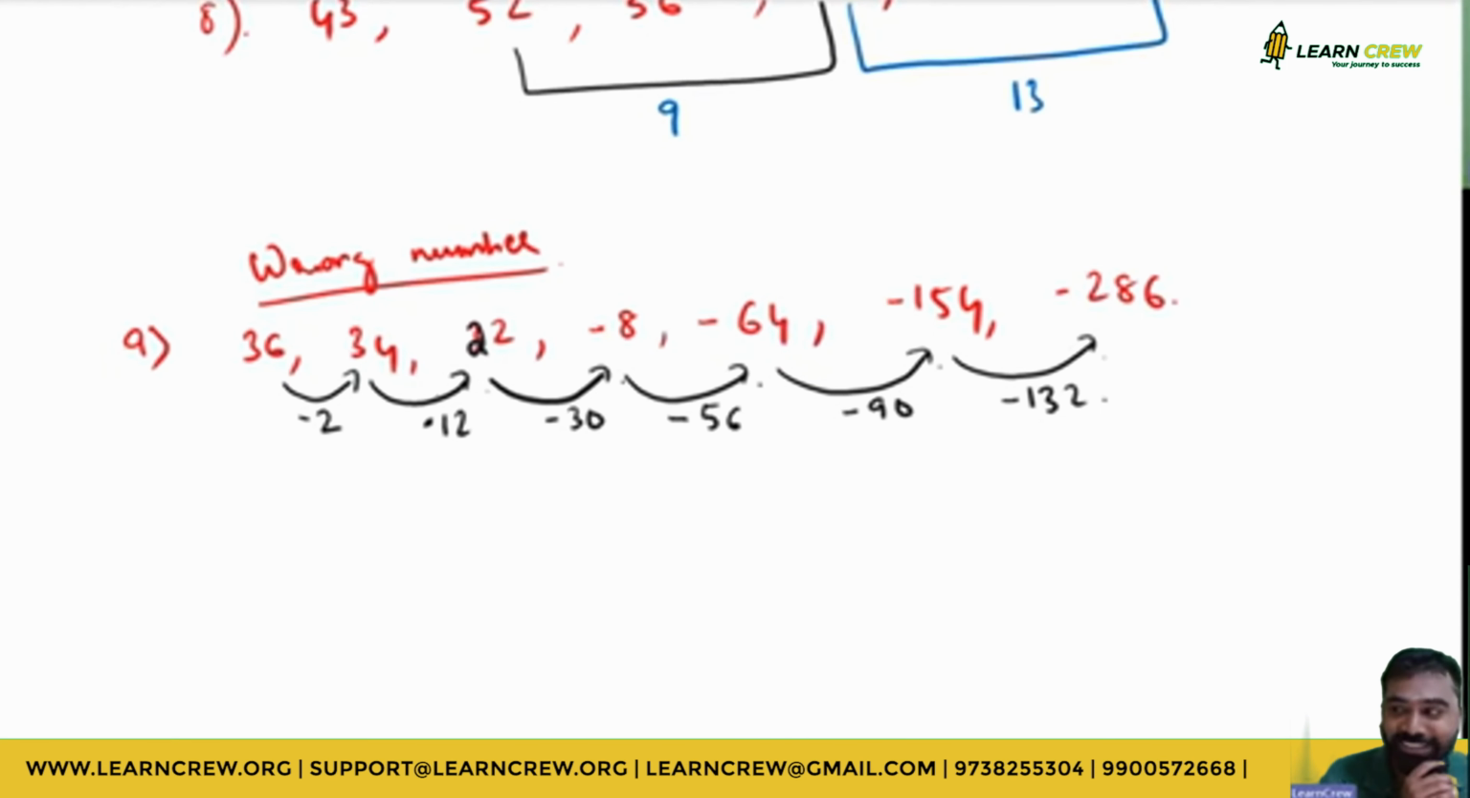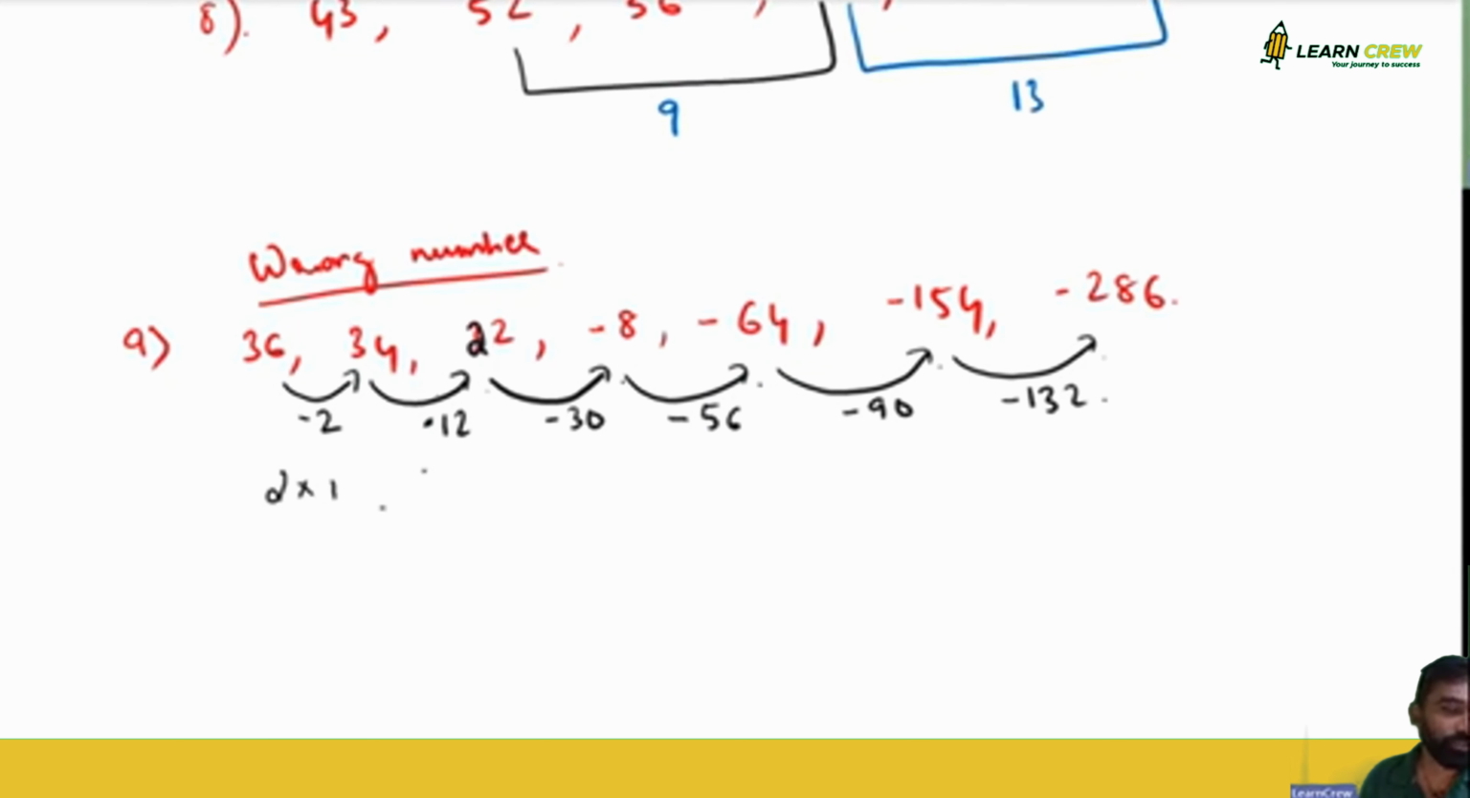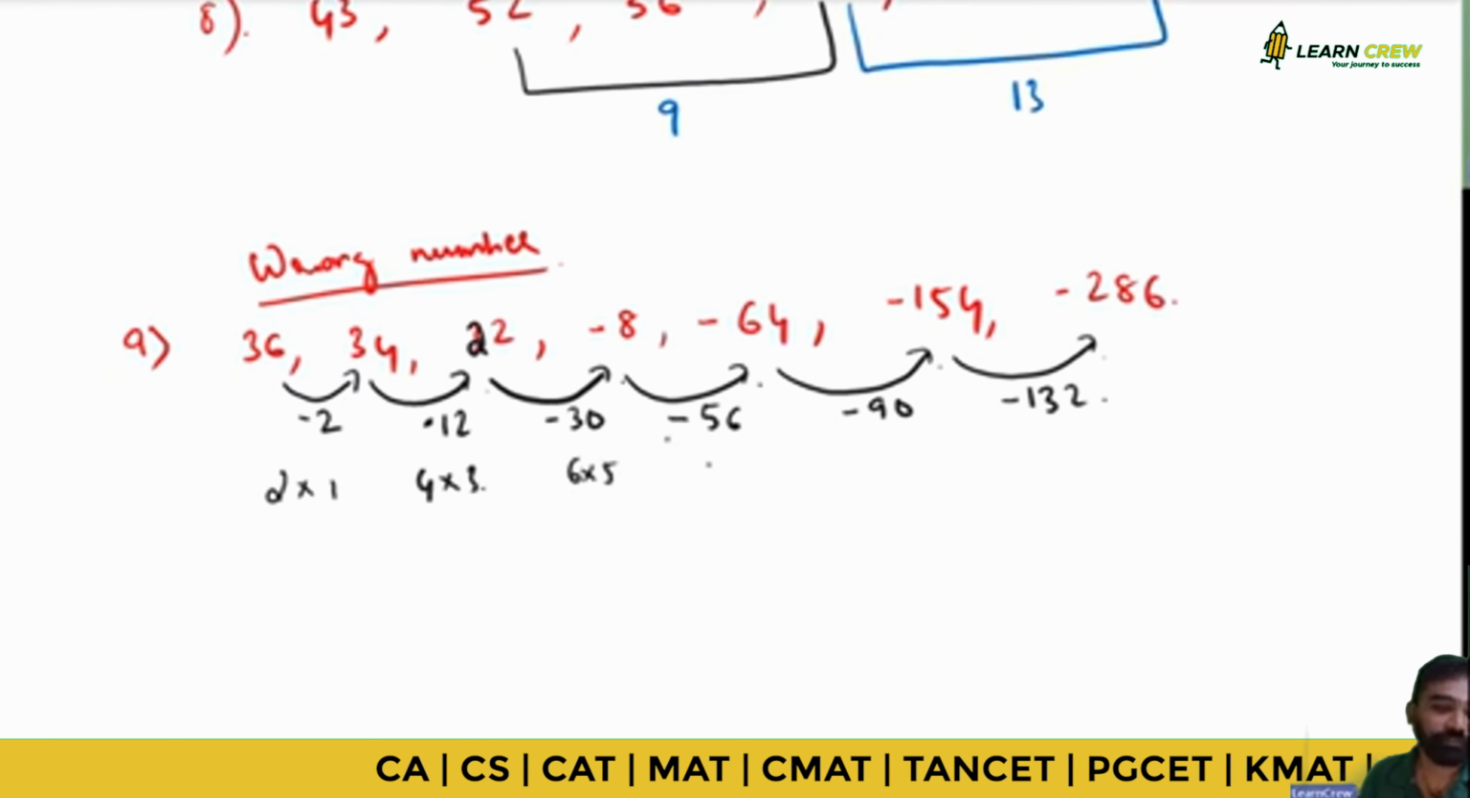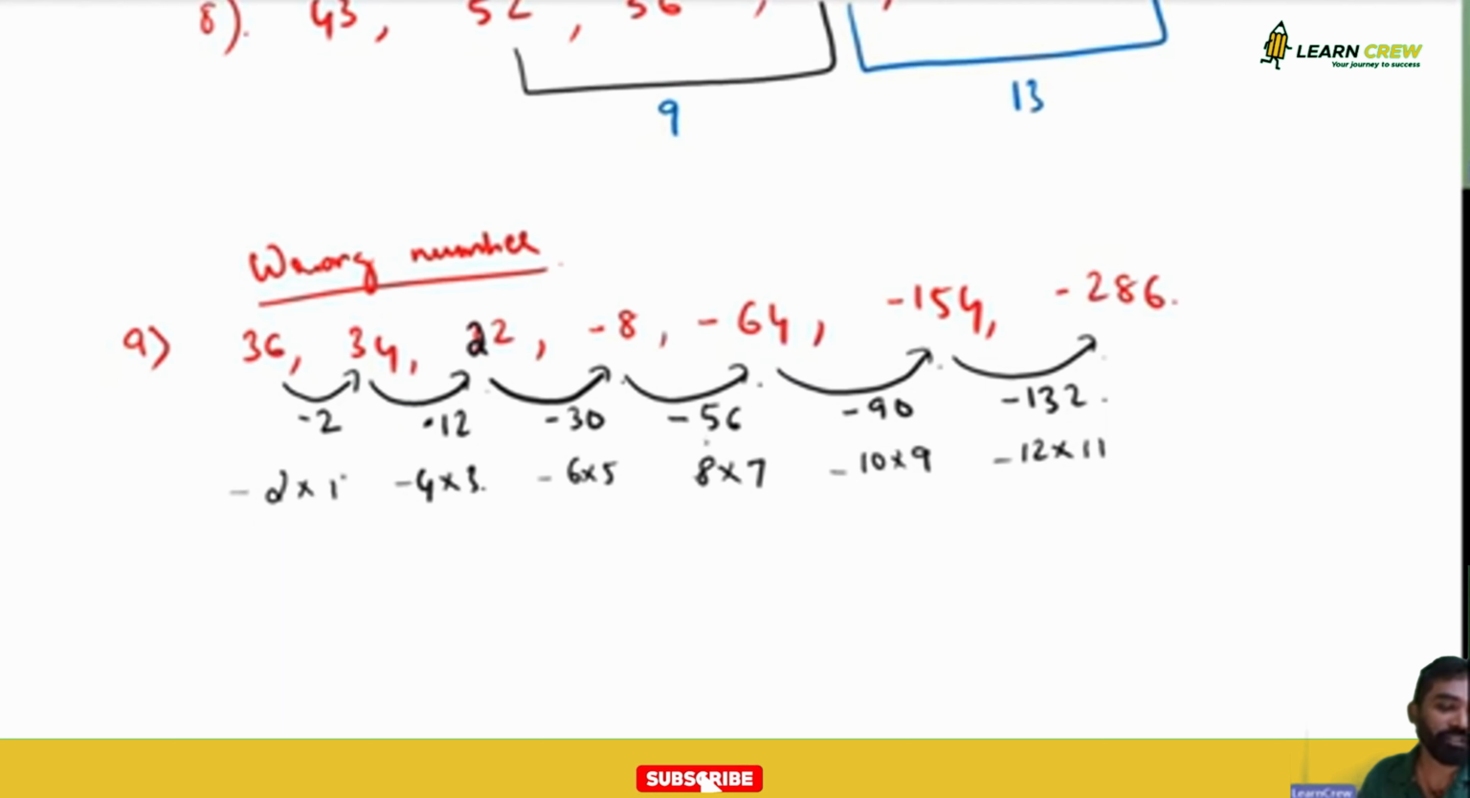Or what you can do, this is going to be 2 into 1, right? This is going to be 4 into 3. This one 6 into 5. This one 8 into 7. This one 10 into 9. This one 12 into 11. So 2 into 1 is going to give you minus 2, minus 12, minus 30, minus 56, minus 90, minus 132. So the given sequence is entirely right.